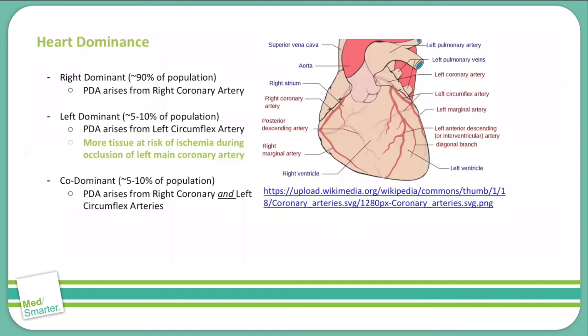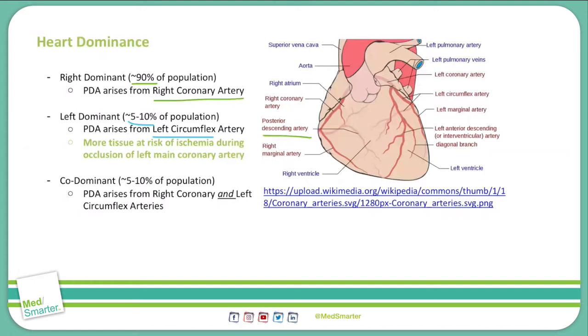Now let's take a minute to discuss the concept of heart dominance, okay? You'll recall from earlier in the video that approximately 90% of the population has their posterior descending artery coming off their right coronary artery. We call these patients right heart dominant, as you can see in this diagram here, because their PDA comes off the right coronary artery. And in the remaining approximately 5 to 10% of the population, we call these patients left heart dominant because the PDA comes off the left circumflex artery.